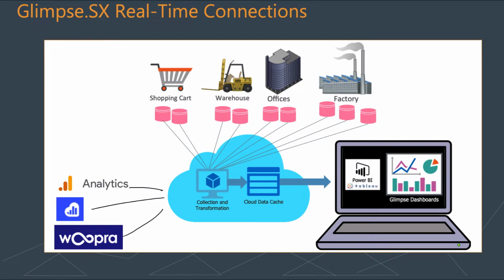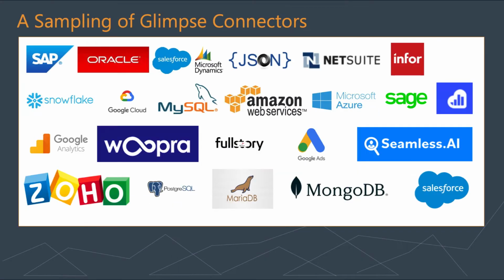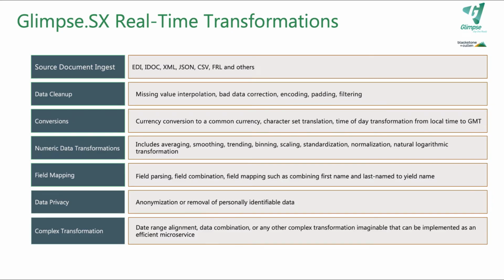Glimpse connects to real-time systems of all types across your entire enterprise. A robust collection of connectors and transformation tools ensures that Glimpse will interface to all the systems you use. Glimpse real-time transformations vary from simple date, time, and currency conversions to complex machine learning and rule-based transformations.